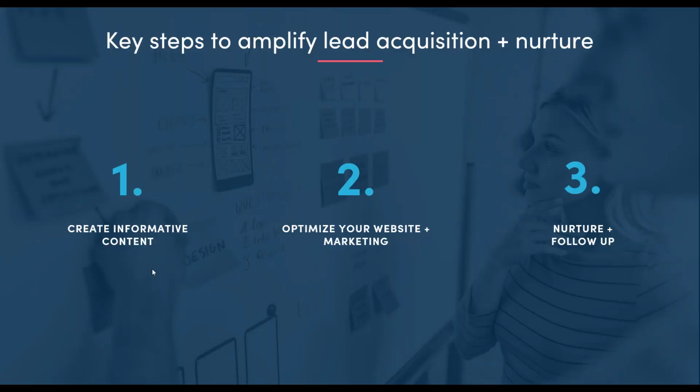So as I mentioned, we're going to be going through these 3 steps. Creating informative content that's tailored to your customer journey and delivering that across channels is a key part of lead acquisition and nurture. Then optimizing your website and marketing to enhance the multi-channel experience that your customers are having. And then finally, using marketing automation to follow up and nurture prospects and get them over to your sales reps.